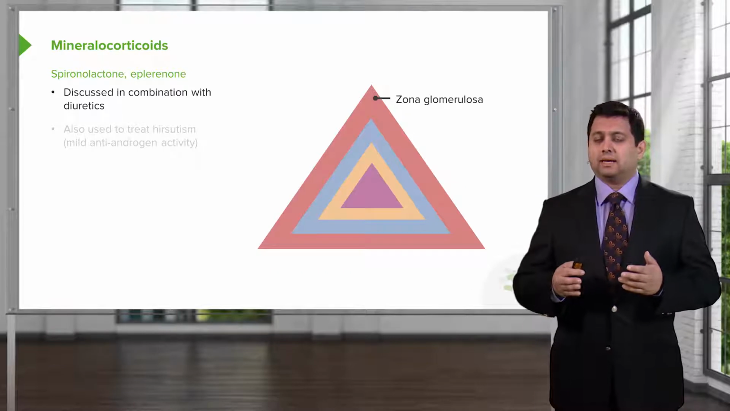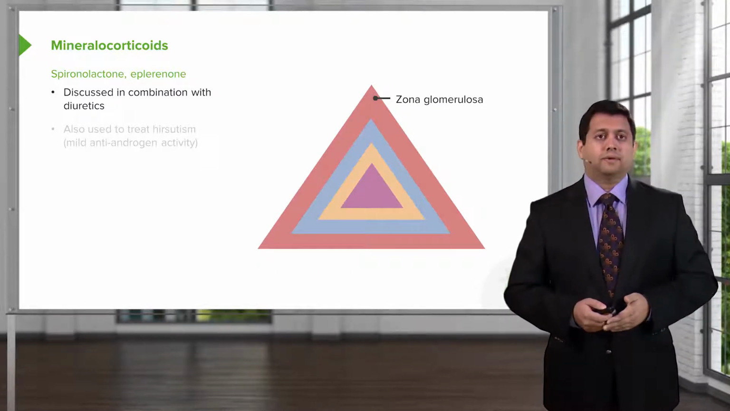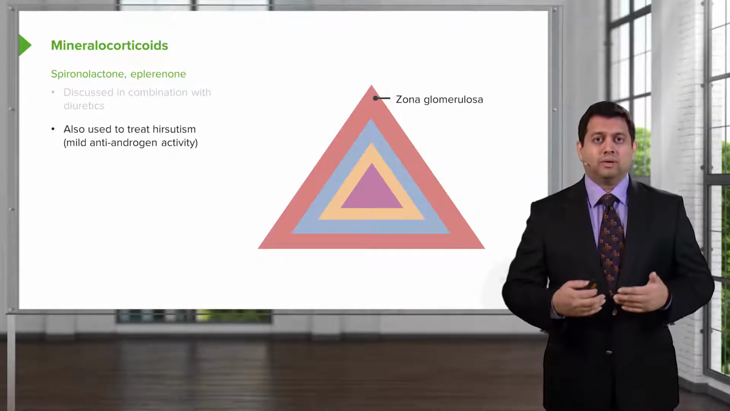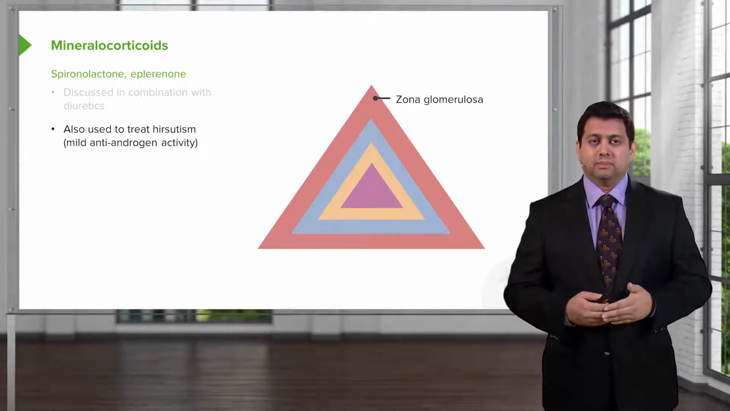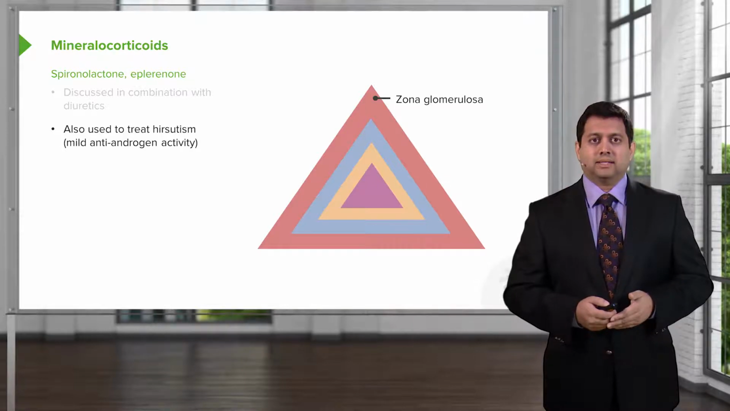Spironolactone is a diuretic. We discussed it already in the hypertension section of pharmacology, but we also use its mineralocorticoid function to treat hirsutism. So it has mild androgen and mild mineralocorticoid activity.